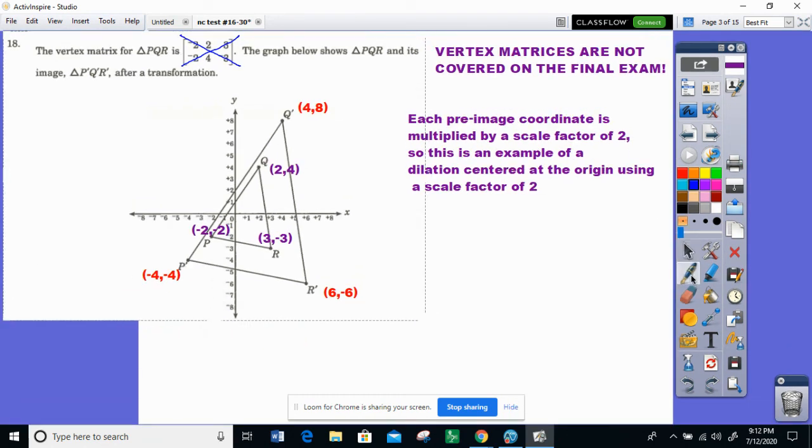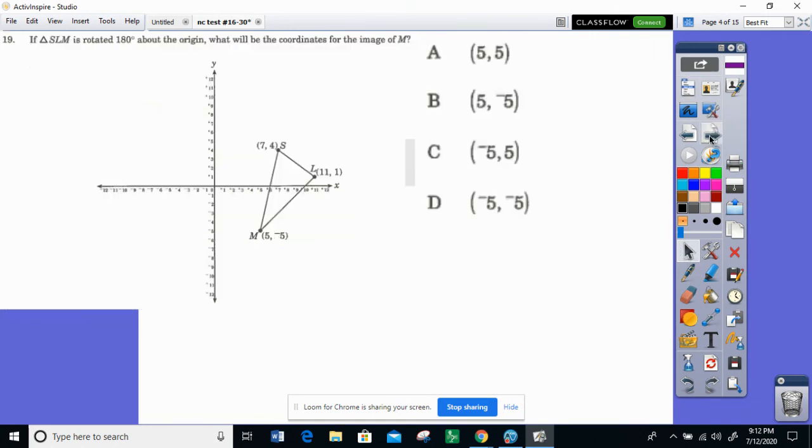So whenever each pre-image coordinate is multiplied by the same scale factor, this is an example of a dilation centered at the origin, and the scale factor is simply what you multiplied each pre-image coordinate by. Since this scale factor is larger than 1, that's why this is an enlargement. That's a dilation centered at the origin using a scale factor of 2.